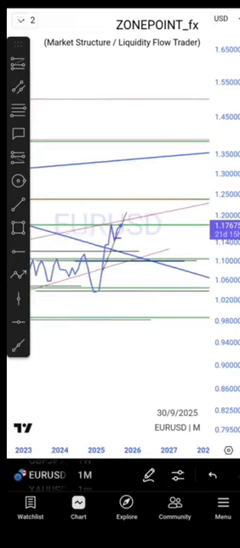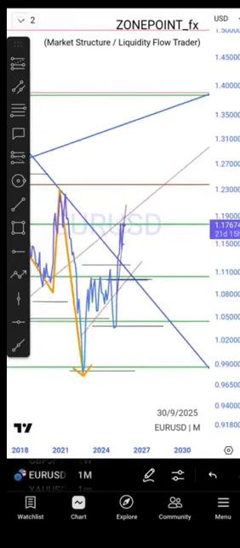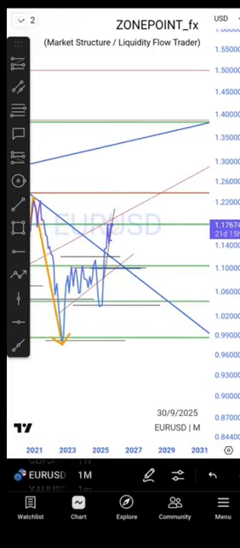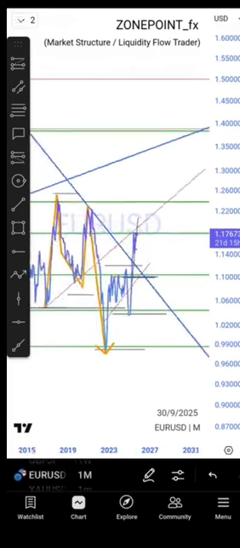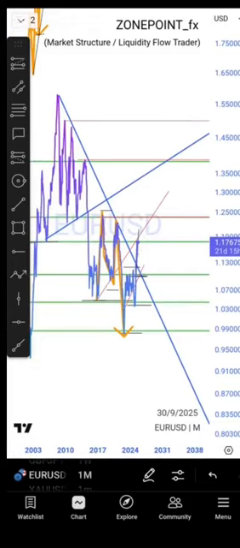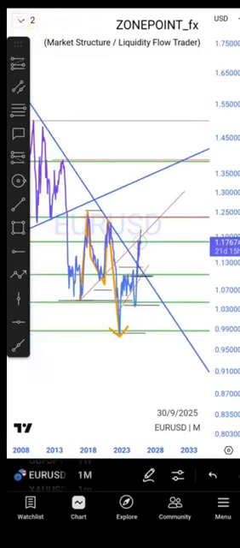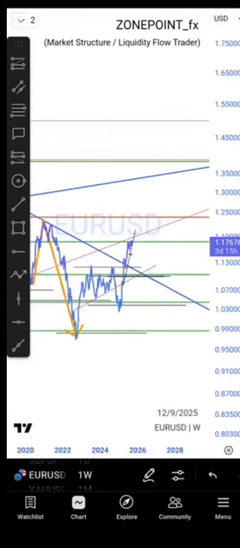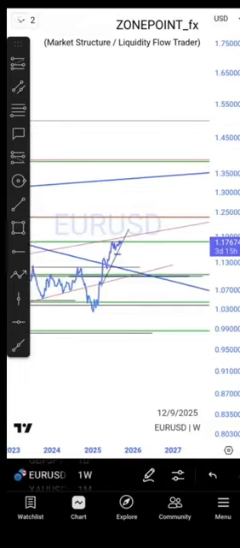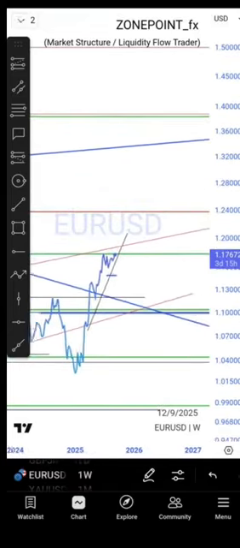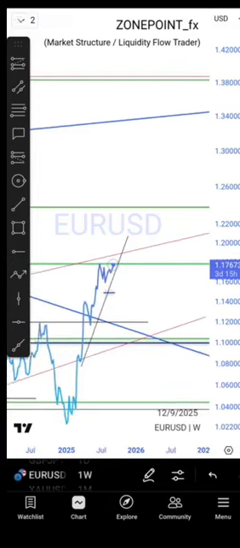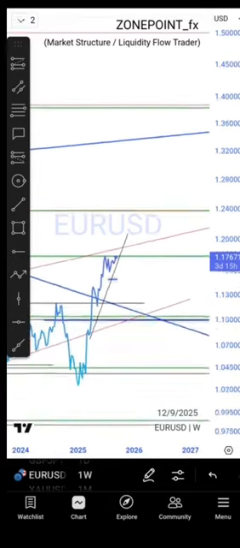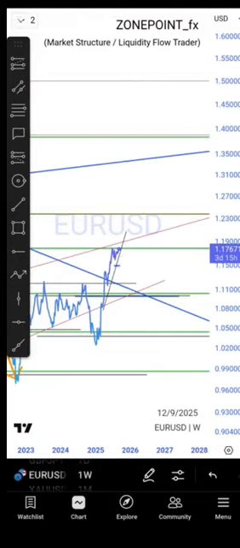So now, from our analysis, you can see that from our higher time frame, we are expecting a buy because price has already taken out a trend line. It has broken through a trend line. On our weekly, it is almost the same thing. We are expecting a buy on our weekly too.